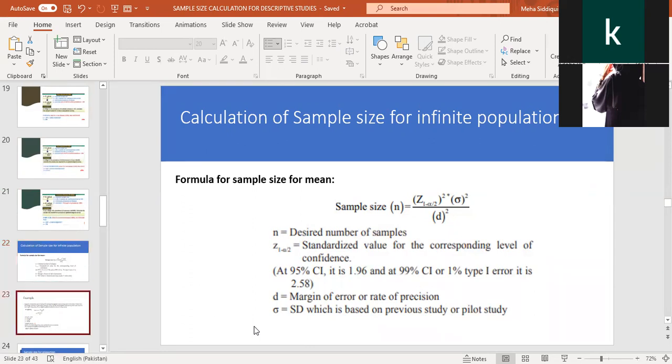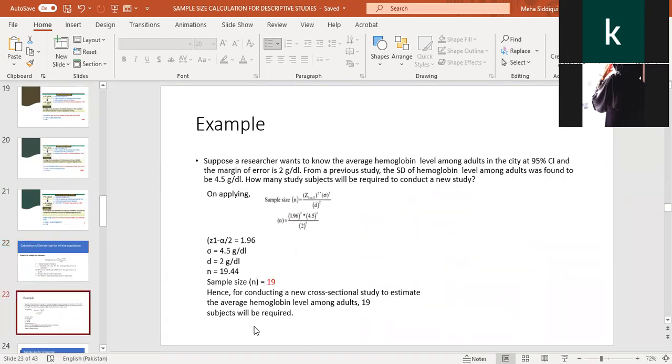Example, suppose a researcher wants to know the average hemoglobin level among adults in the city at 95% confidence level, and the margin of error is 2 gram per deciliter. From a previous study, the standard deviation of hemoglobin among adults was found to be 4.5 gram per deciliter. How many study subjects will be required to conduct a new study? We can see that here this formula will be applied, that is z square sigma square, this is standard deviation, over precision square.